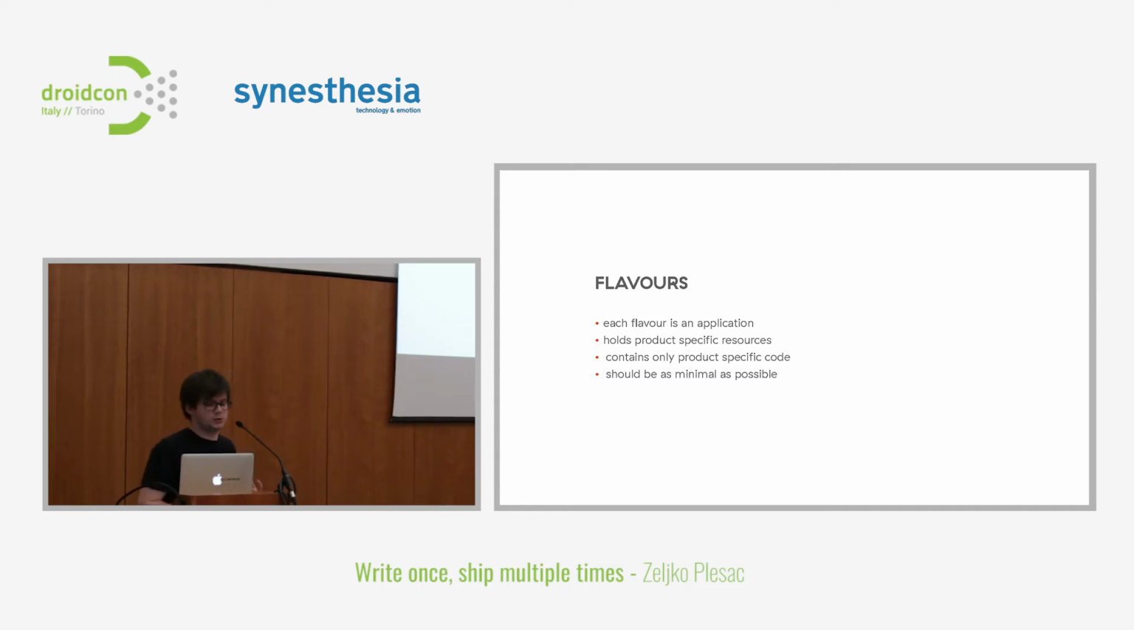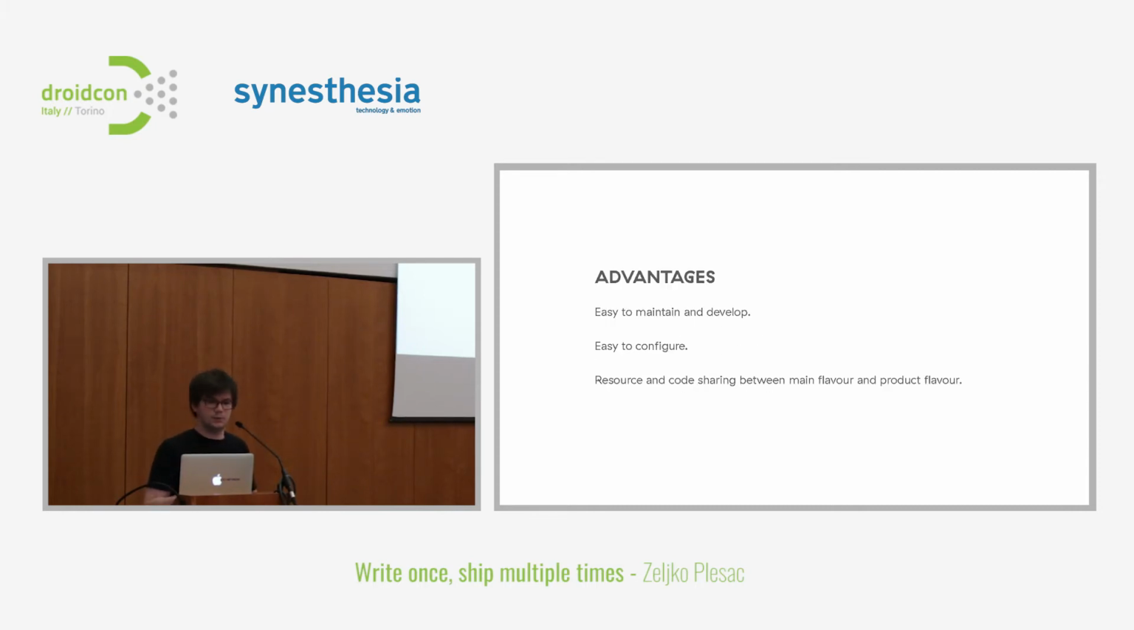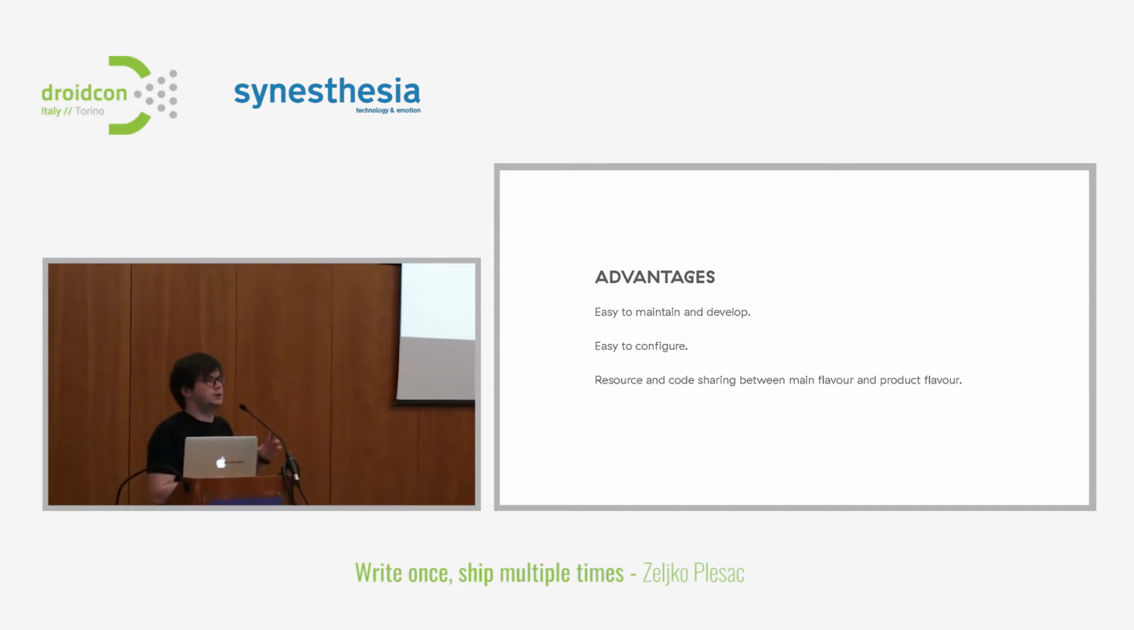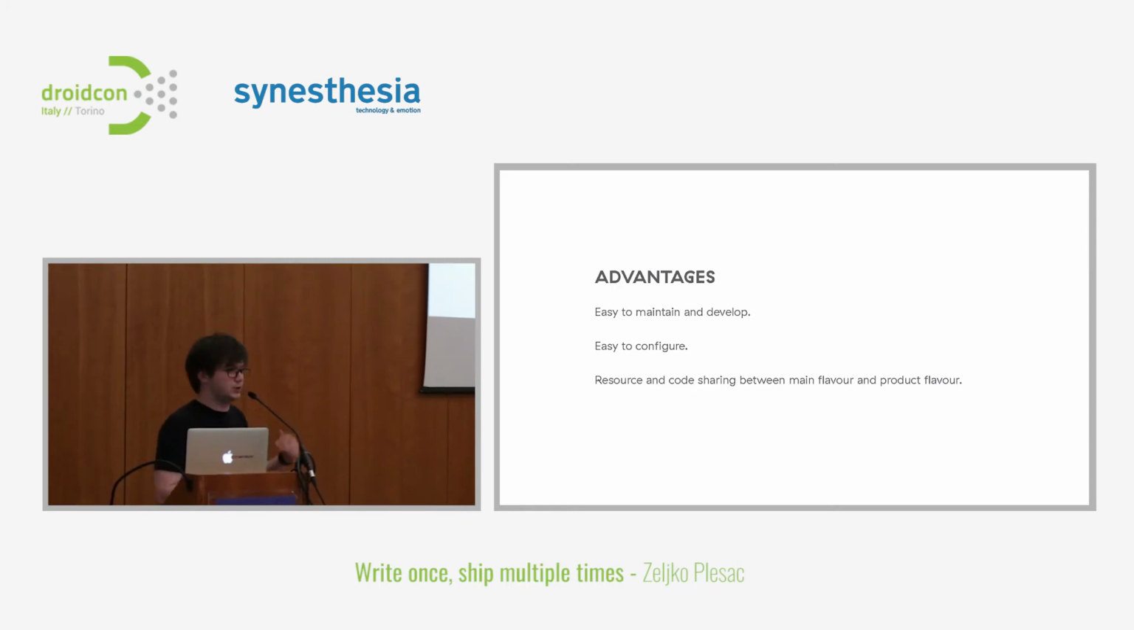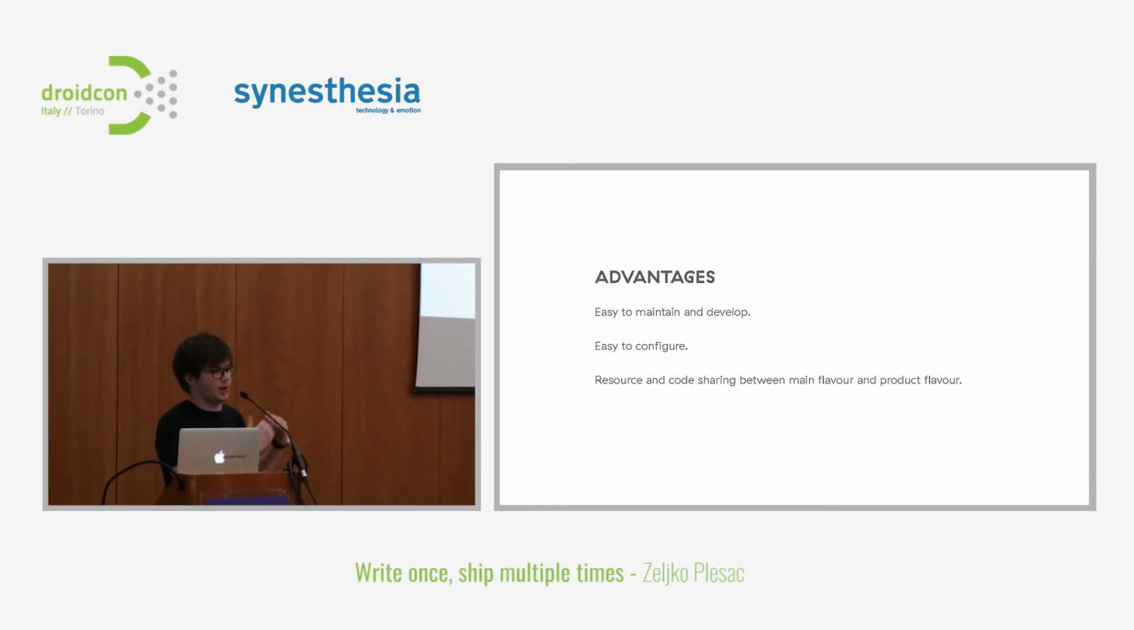The advantage of this type of architecture is that it's easy to maintain and develop, because in most cases you will do heavy work only in the main flavor, which holds the shared code, and you just add some customization to product flavors. Like you add new icons, or maybe copy some Java class and update the code. It's really easy to configure with Gradle. You just have to add a new product flavor for each application. And resource and code sharing is quite trivial because everything is shared between the main flavor and other flavors.